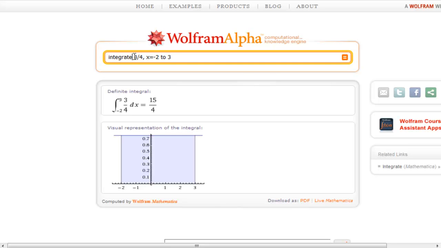And I want to do one last example here, and that is the integral of e to the power of -x squared. And I want to integrate that from x equals -infinity to infinity.